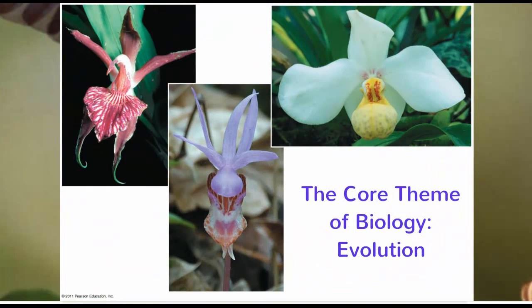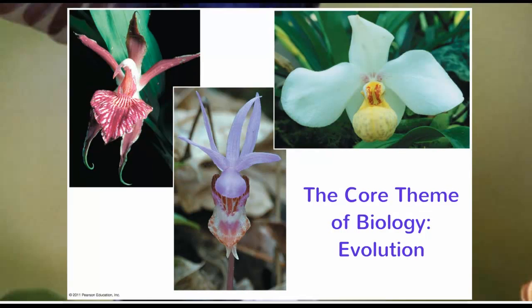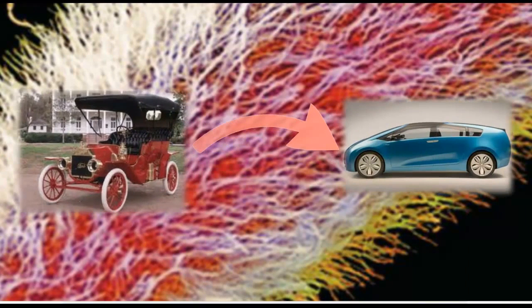It was Dobzhansky who stated that nothing in biology makes sense except in light of evolution, and this is true. Evolution accounts for the unity and diversity of life, but what does that mean? Let's start by looking at the diversity of life. Before we dive in too deep into evolution, let's look at the basic concept of evolution.